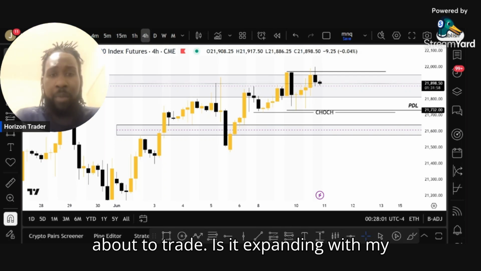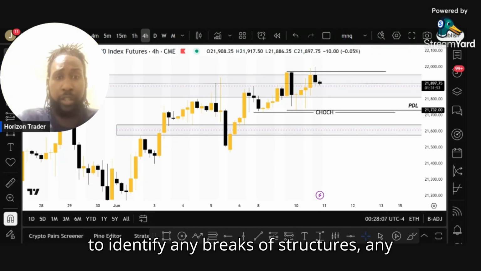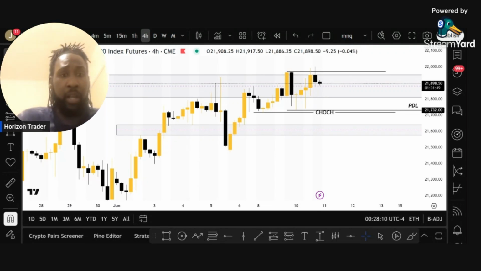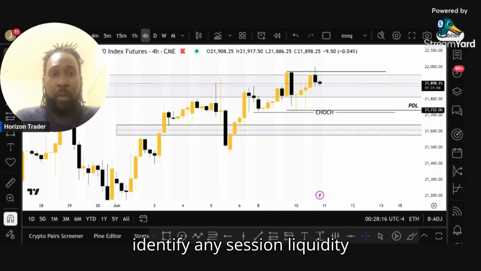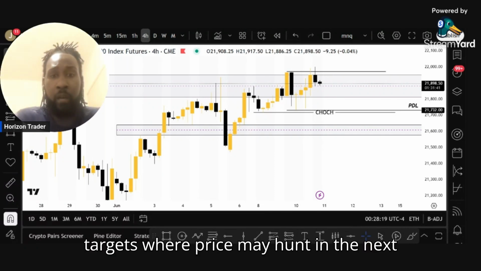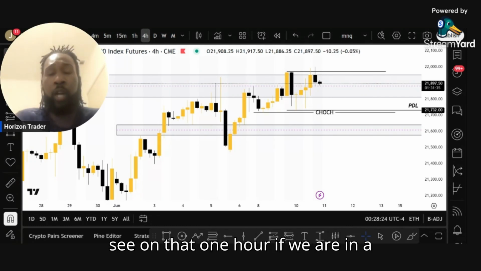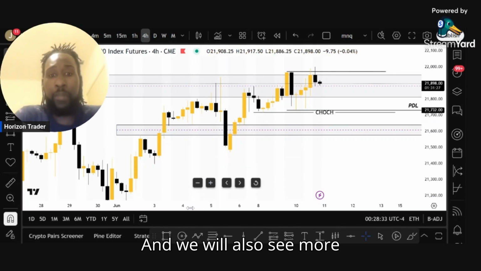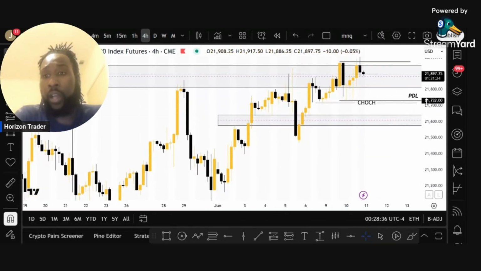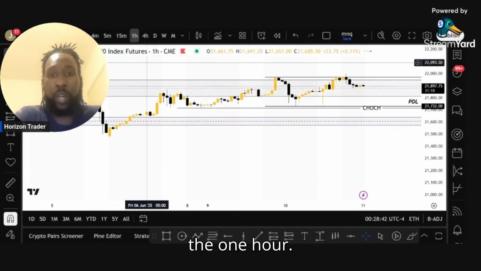Is it expanding with my bias, or is it stalling out? So we're going to do the same thing. We're going to identify any breaks of structure, any changes of character, any points of interest, any areas I want to look for liquidity. I would identify any session liquidity targets where price may hunt in the next few hours. Let's check to see on that 1 hour if we are in a premium or discount. And we will also see more structure with the 1 hour. We should still be seeing higher highs and higher lows in the 1 hour.